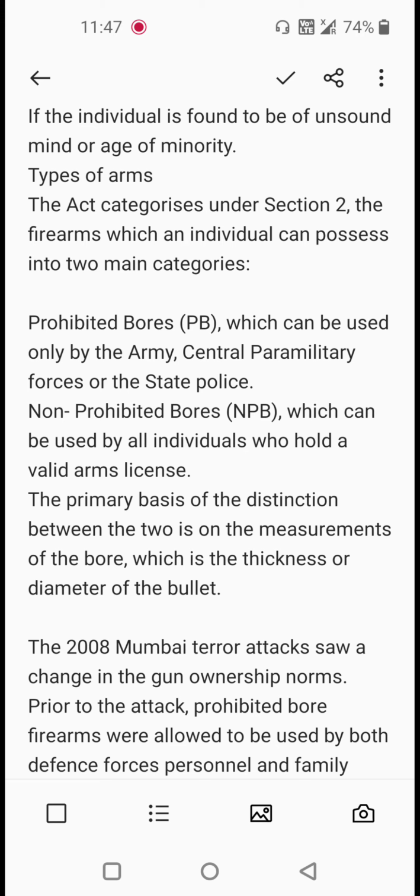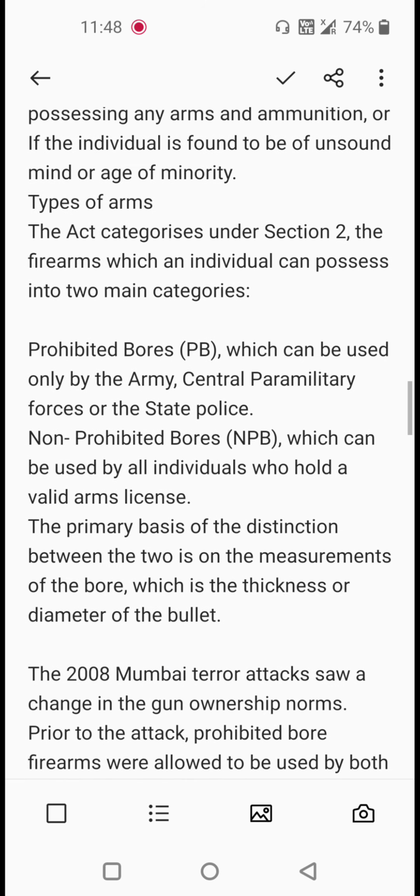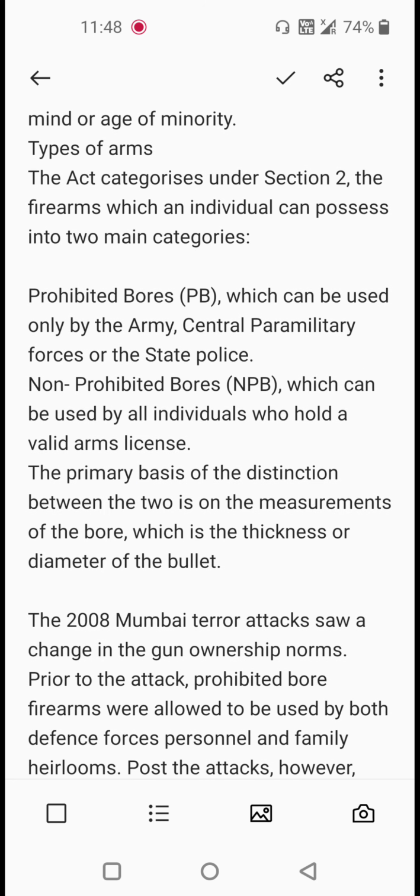Let me ask what authority deals with central paramilitary forces, whether CRPF or ITBP. It is the Home Ministry, not the Defense Ministry. Our Army, Navy and Air Force come under the Defense Ministry, but the central paramilitary forces are part of the Home Ministry of the center, or the state police. PB can be held by state police as well.